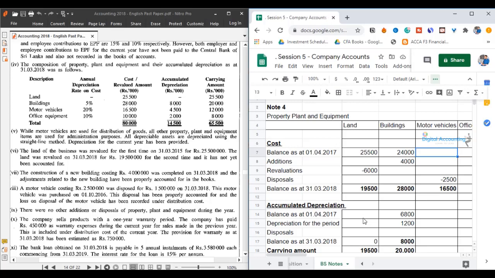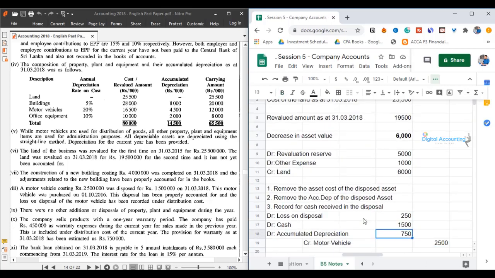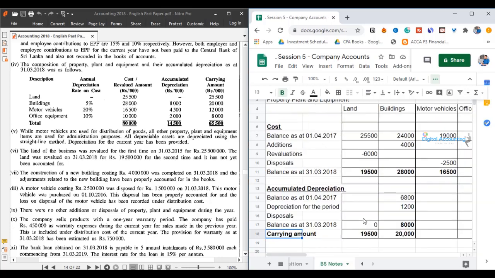So there are no additions or revaluations on motor vehicle, so we can find the opening balance right now. You need to add that 2,500, then it will be 19,000, the opening balance. Then here, if you see the double entry, we need to remove the accumulated depreciation of 750 under the disposal category. We know the closing balance of the accumulated depreciation should tally with additional information 4, that is 4,500.